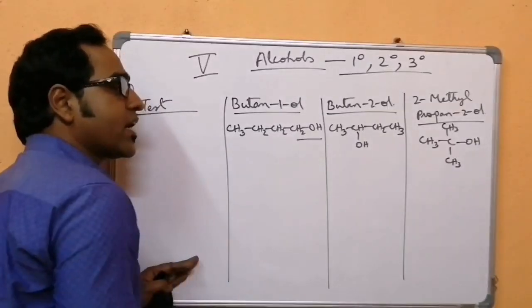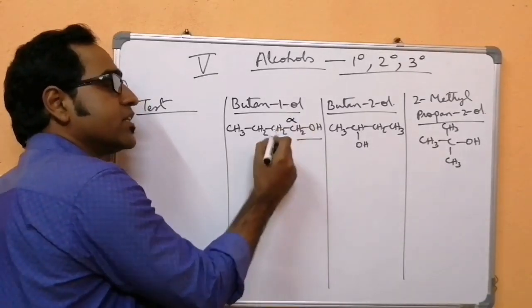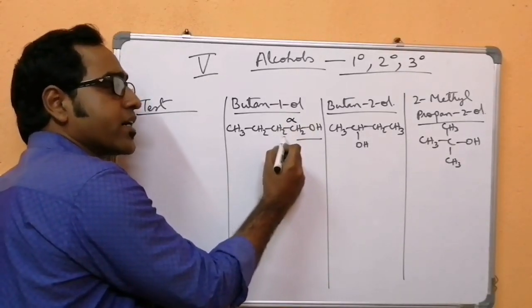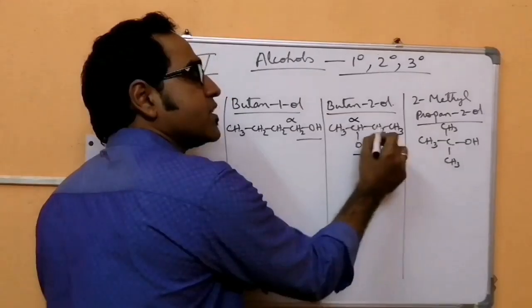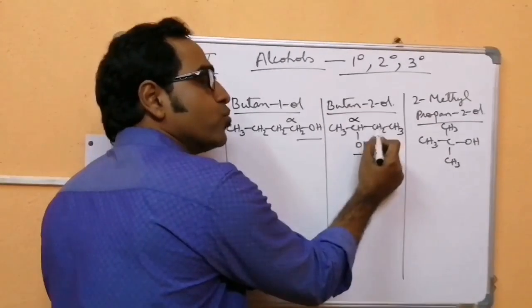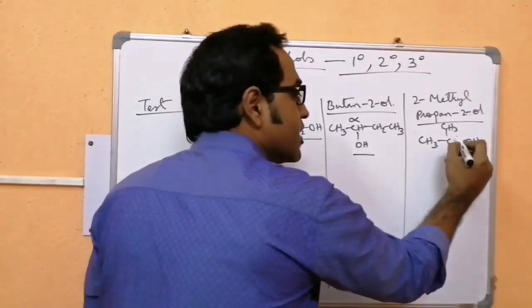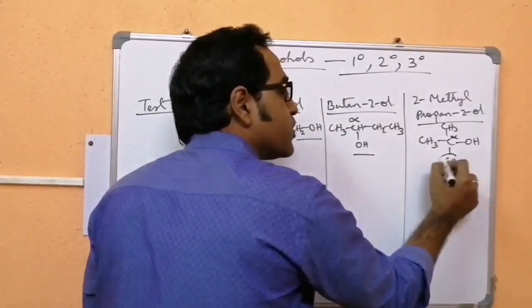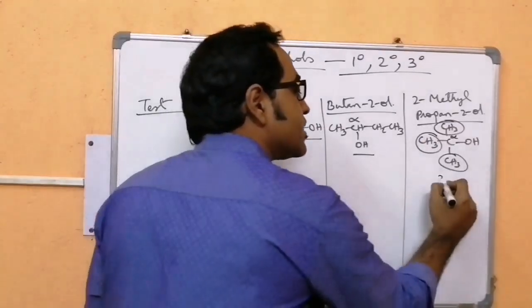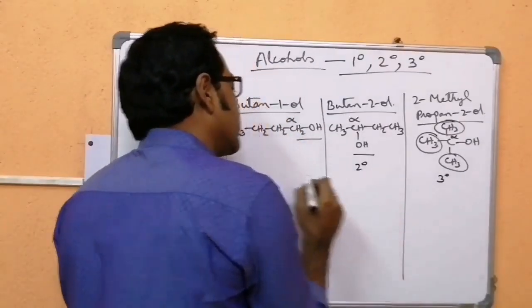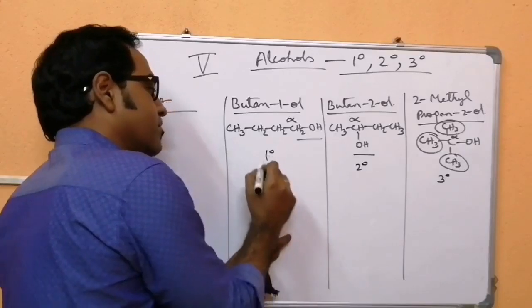So as you can see, this one is a primary alcohol as the alpha carbon is attached with only one carbon atom. Here this is a secondary alcohol as the alpha carbon is attached with 2 carbon atoms. Here the alpha carbon is attached with 1, 2 and 3 carbons. So it is 3 degree. This is 2 degree. This is 1 degree.